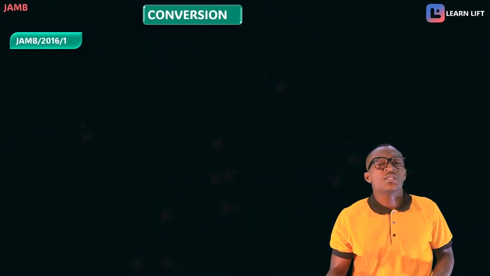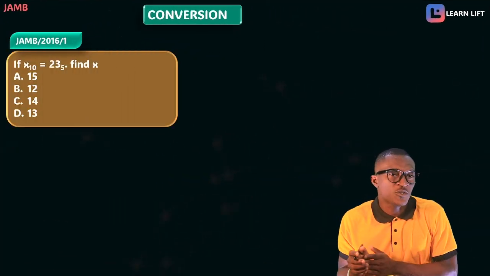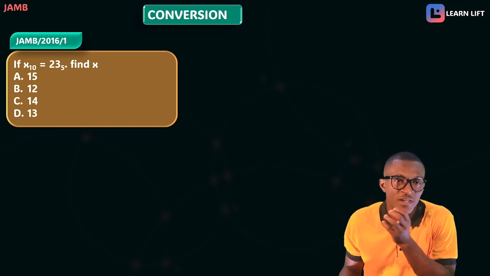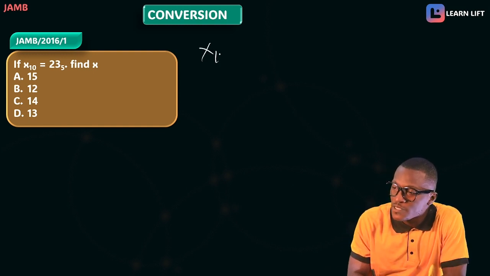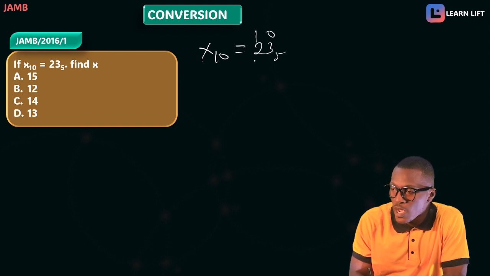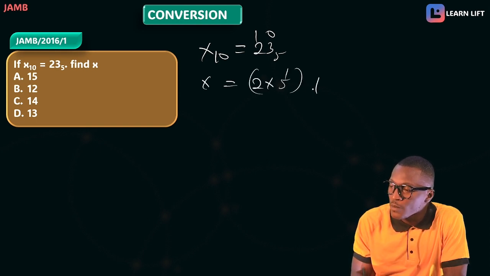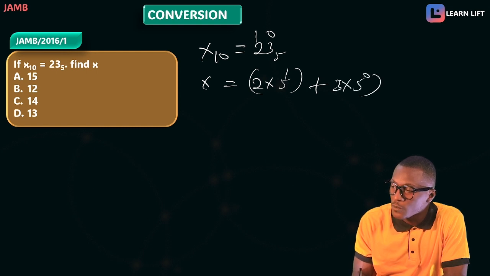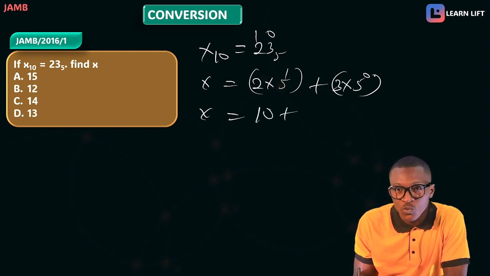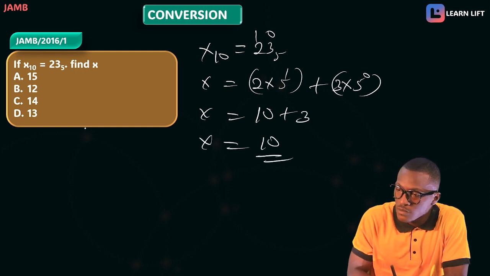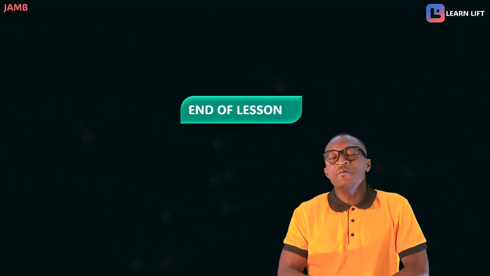Let's move. Jamb 2016 question 1. If x in base 10 is equal to 23 base 5, what's x? Very simple. x is already in base 10. This is 23 base 5, that's 0, 1, right? So therefore, x is equal to 2 times 5 raised to power 1 plus 3 times 5 raised to power 0. 5 raised to power 1 is 5. 2 times 5, that's 10, plus 5 raised to power 0 is 1. 1 times 3, that's 3. Of course, x is equal to 13.